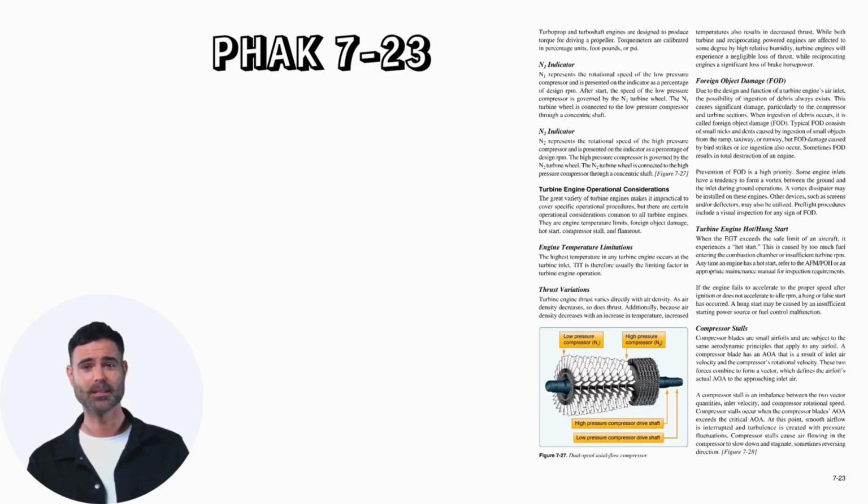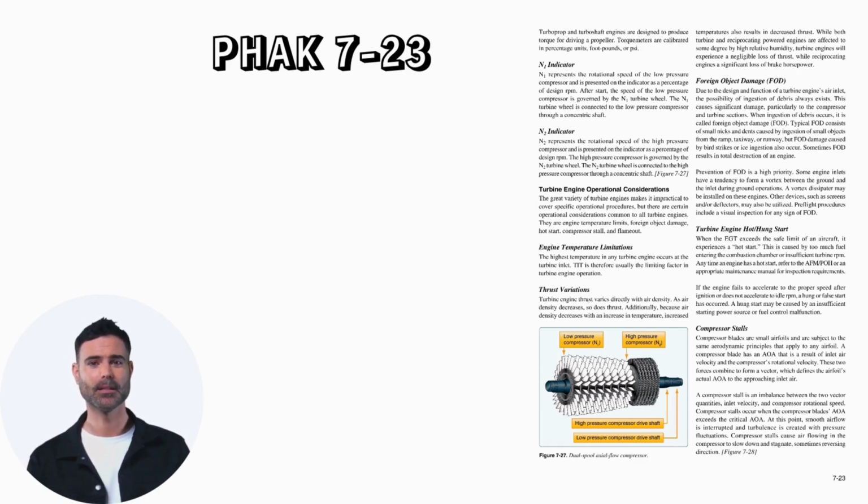N1 indicator. N1 represents the rotational speed of the low-pressure compressor and is presented on the indicator as a percentage of design RPM. After start, the speed of the low-pressure compressor is governed by the N1 turbine wheel. The N1 turbine wheel is connected to the low-pressure compressor through a concentric shaft.